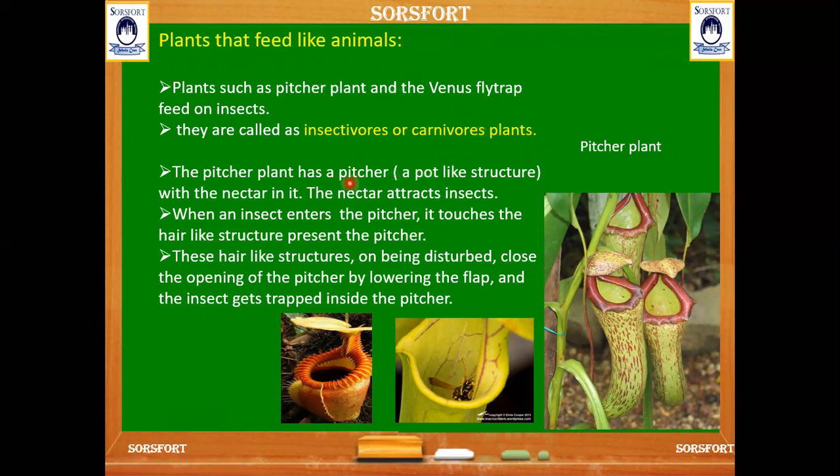The pitcher plant has a pot-like structure with nectar in it, and that nectar attracts insects. When an insect enters the pitcher, it touches the hair-like structures present in the pitcher. Here you can see the hair-like structures. When the insect goes through those hairs, the structures are disturbed and close the lower part of the flap. Here you can see this flap. It closes and traps the insect inside the plant.